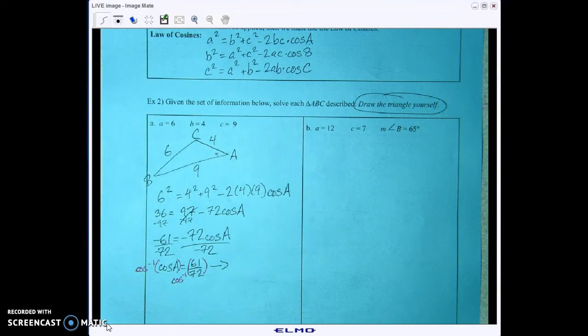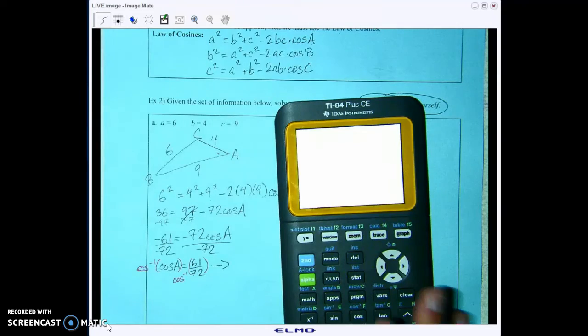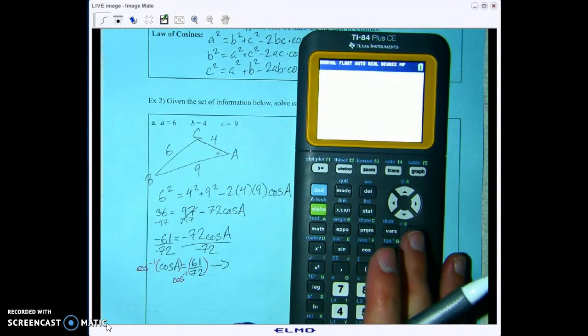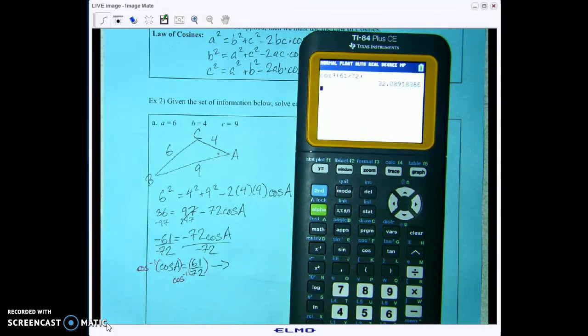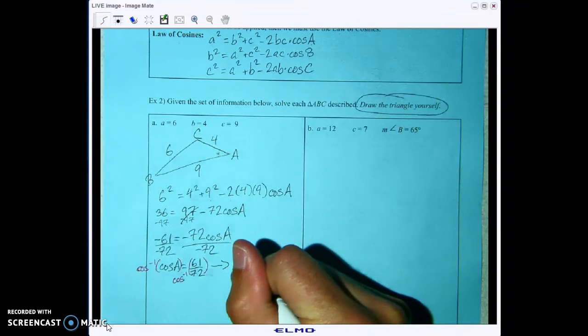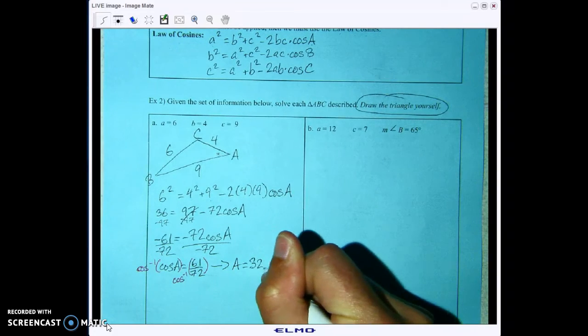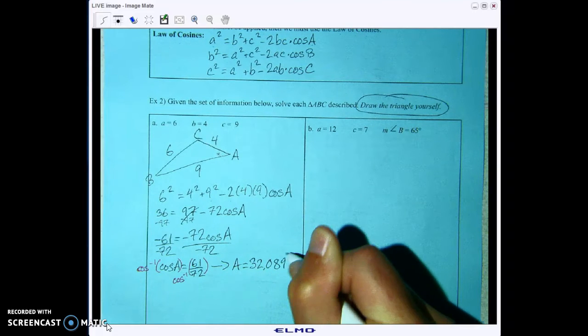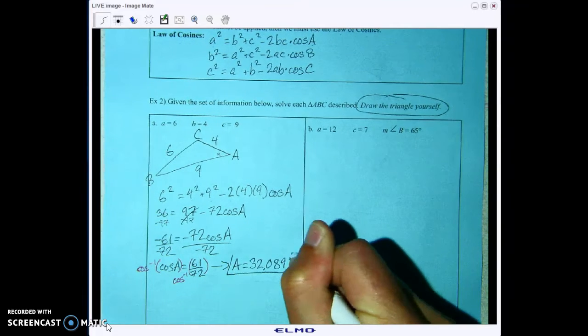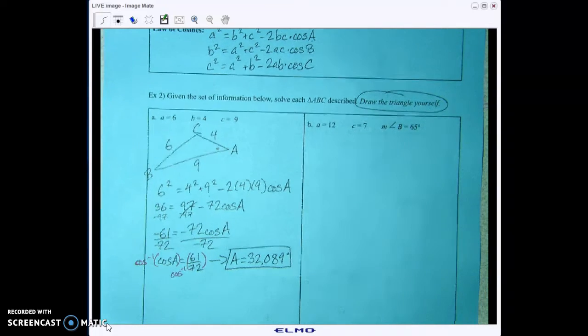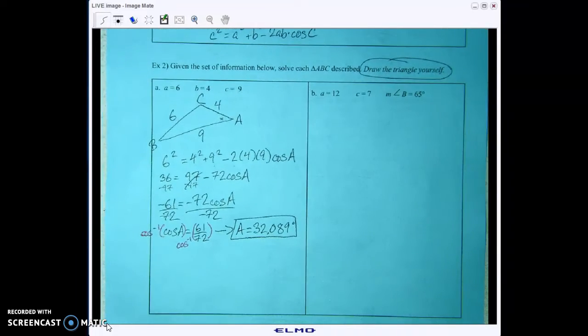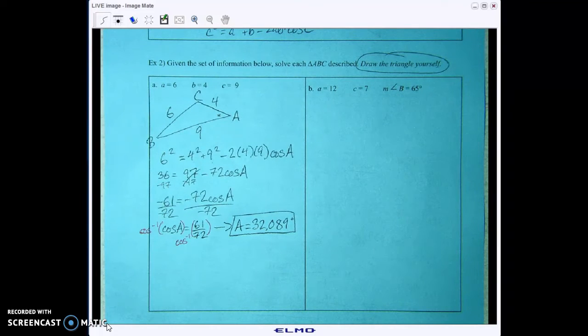All right. So we have, after all that, a calculator situation. And let's see here. So we want to take the inverse cosine of 61 over 72, and we get 32.089 for angle A. 32.089 degrees. And there you have it. There's angle A. Now, the nice thing about this is I get to do it again, but we don't have to do it a third time.